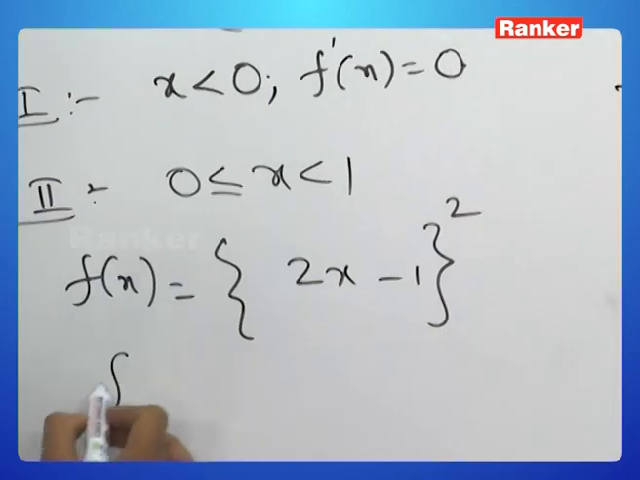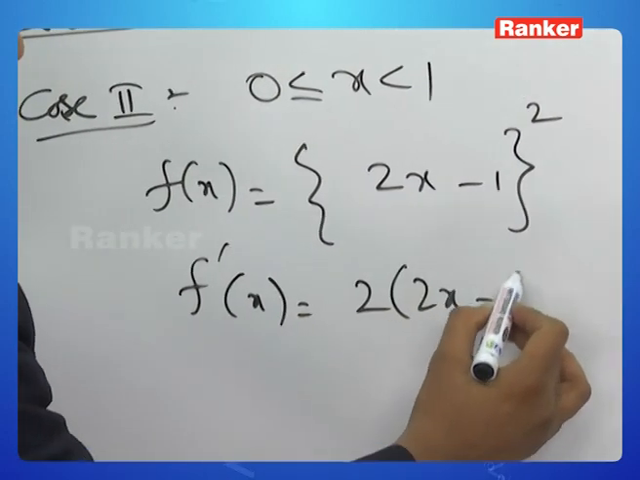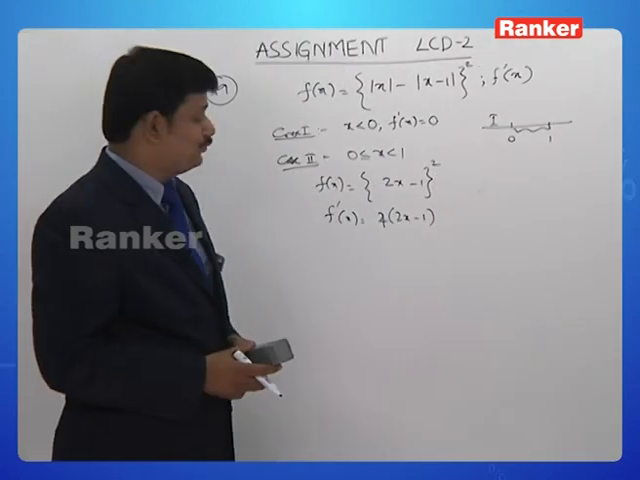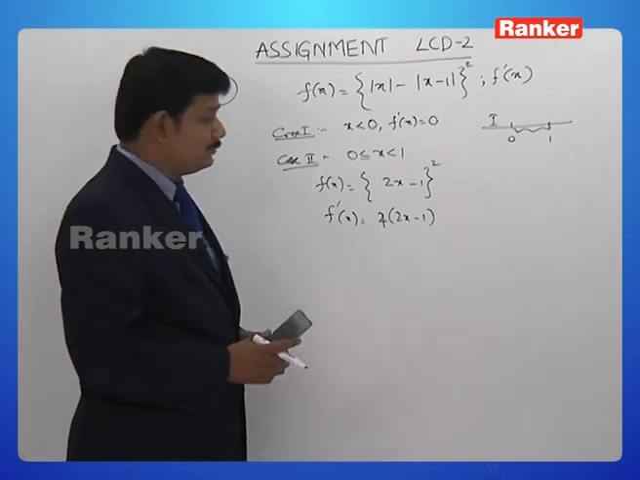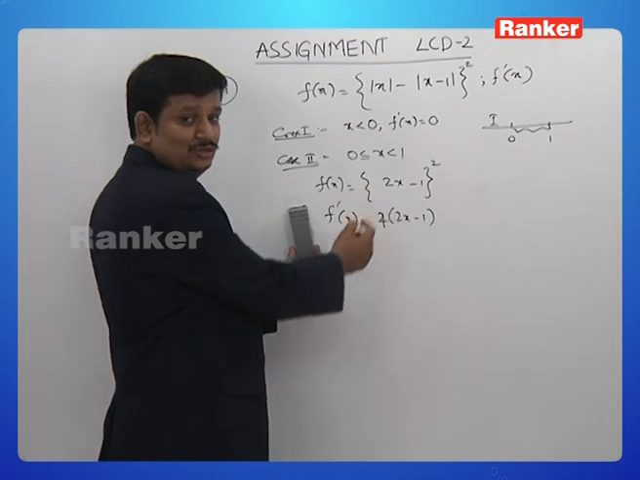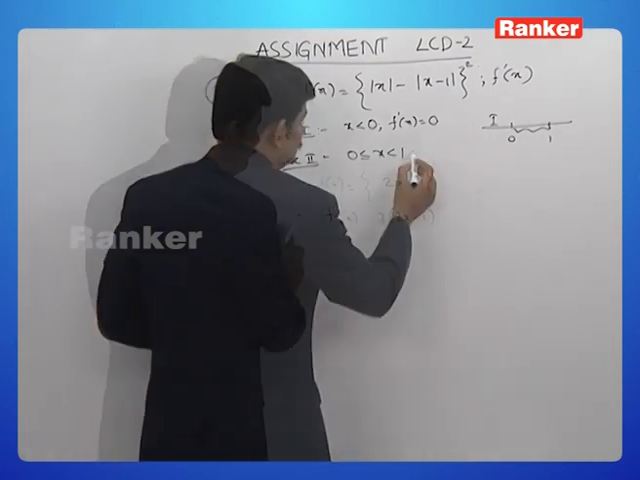And differentiating this, f dash x will be 2 into 2x minus 1 into derivative of 2x, which is 2. So, it is 4 into 2x minus 1. So, in case 2, when x is between 0 and 1, f dash of x will be 4 into 2x minus 1.